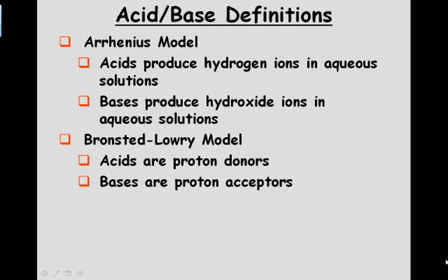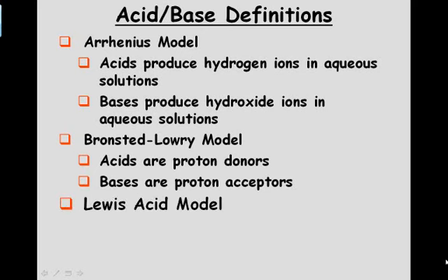What this does is allow us to include negatively charged polyatomic ions as bases according to the Bronsted-Lowry model. So something like PO4 with a -3 charge would be considered a base because it can pick up an H+, which is essentially a proton. So this does allow us a slightly broader definition.